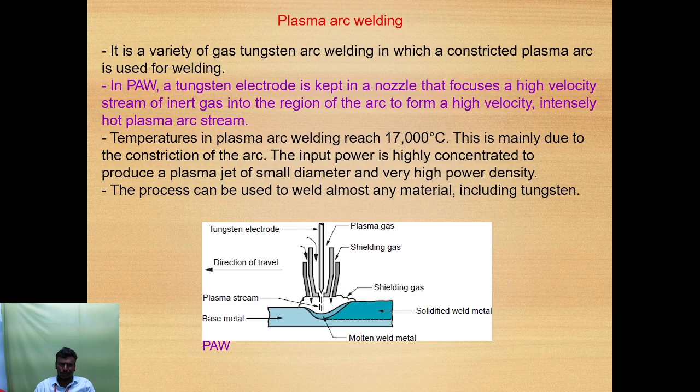This is mainly due to the constriction of the arc, and the input power is highly concentrated to produce a plasma jet of small diameter and very high power density. The process can be used to weld almost any material, including tungsten.